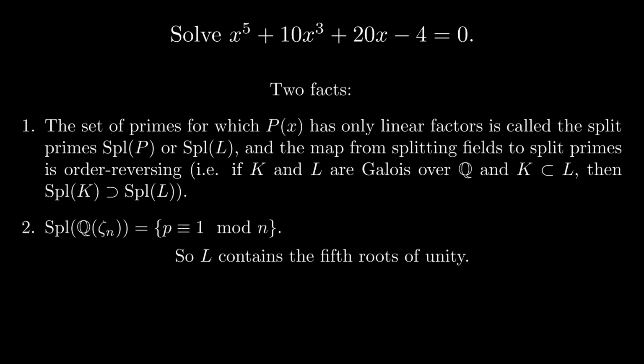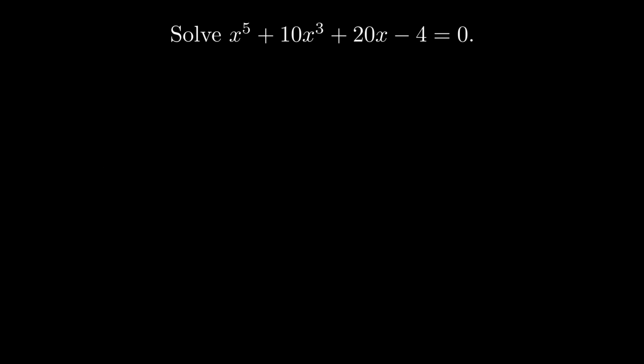So combining these, we know that L contains the fifth roots of unity because the split primes of L are also split for the fifth roots of unity. If you're eagle-eyed, you notice that we only provided an argument for the exact wrong direction for each of these facts, but the converse of each of them is also true, so our conclusion does work.